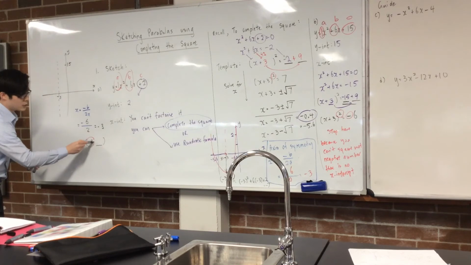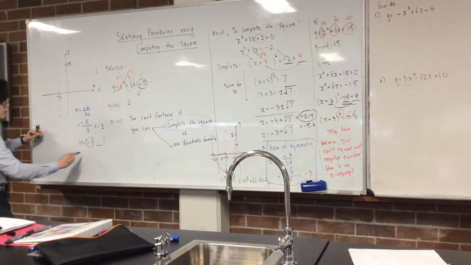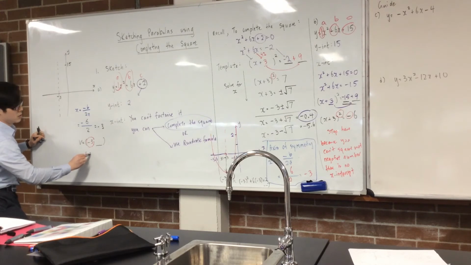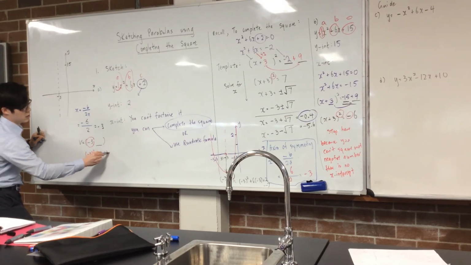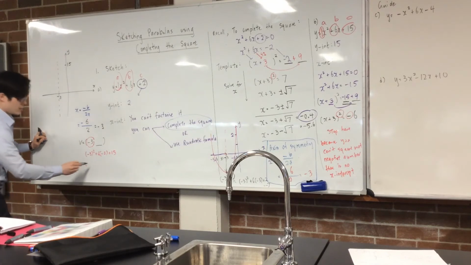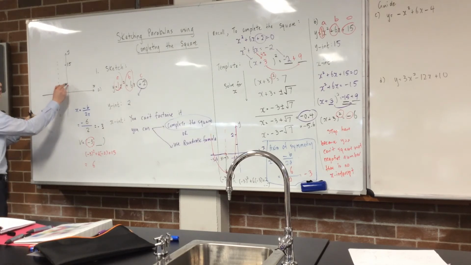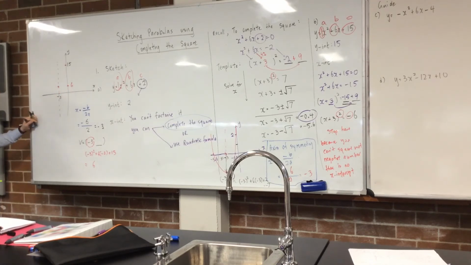If you substitute this back into the original, I'll show you the working out here. So minus 3 squared plus 6 times minus 3 minus 9, minus 18, plus 15. 6. Okay, so let's say 6 is here. So that's my vertex right here.